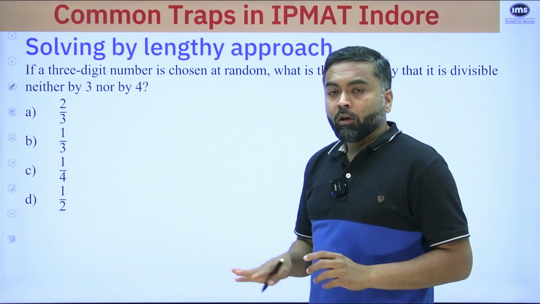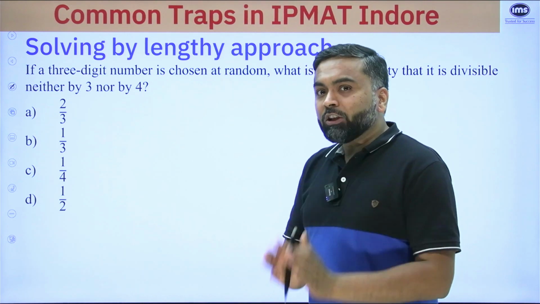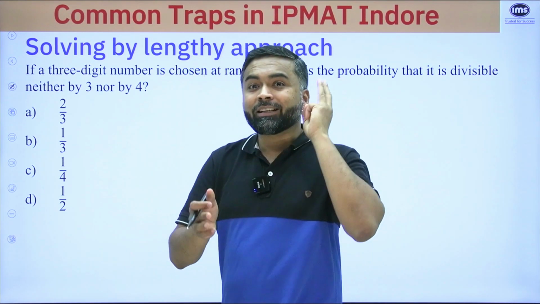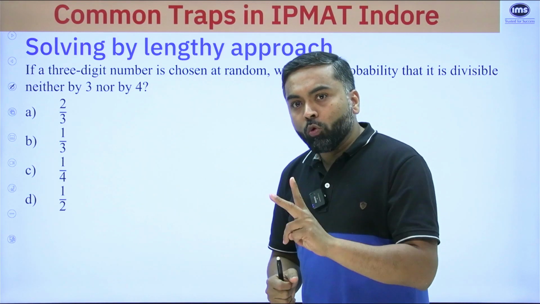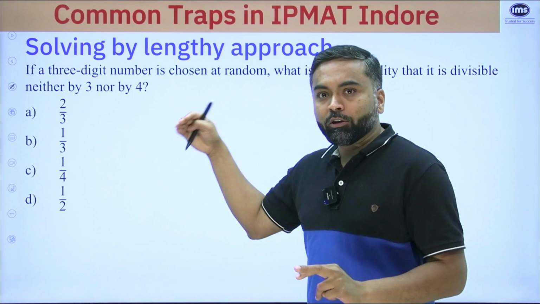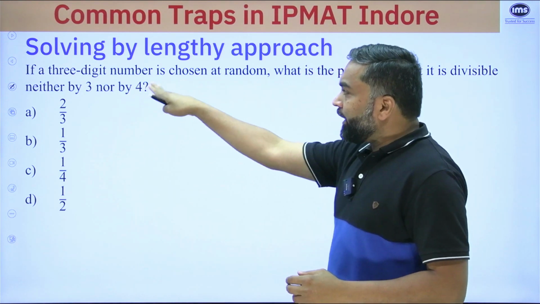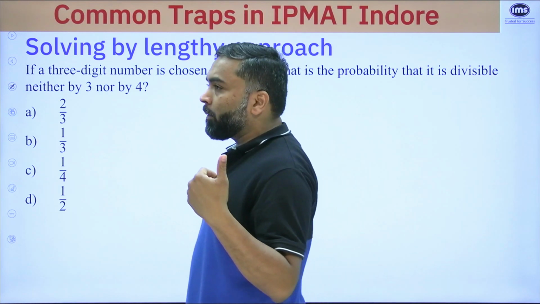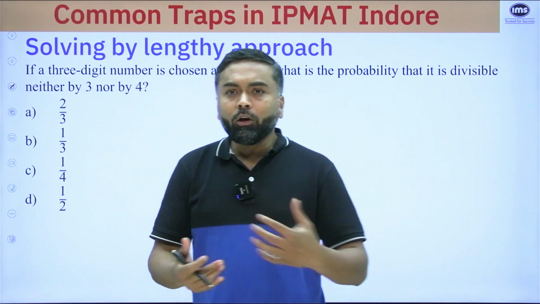Now this question, in the last 5 years, similar logic has been tested 3 times, of which I have taken 2 questions. One is this and the other is on the next slide. If a 3-digit number is chosen at random, what is the probability that it is divisible neither by 3 nor by 4? Now what would a lot of you do?